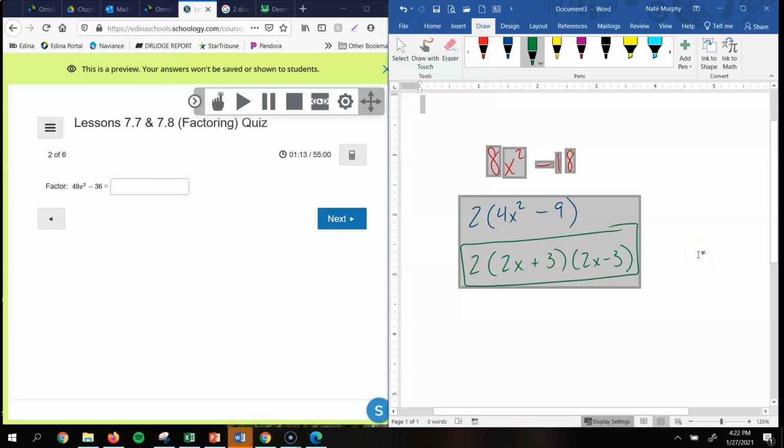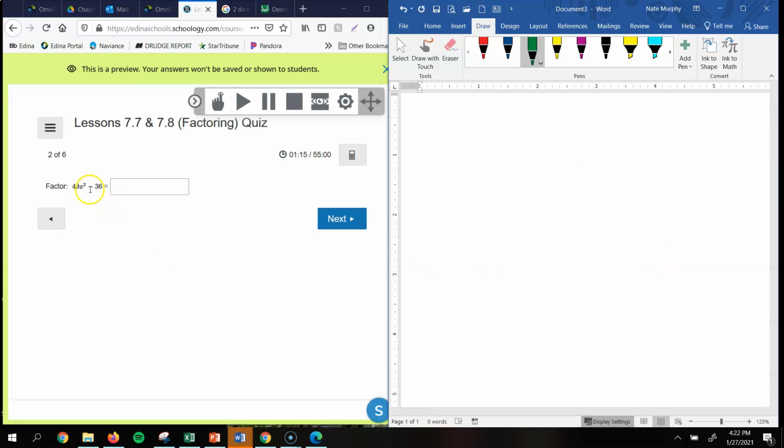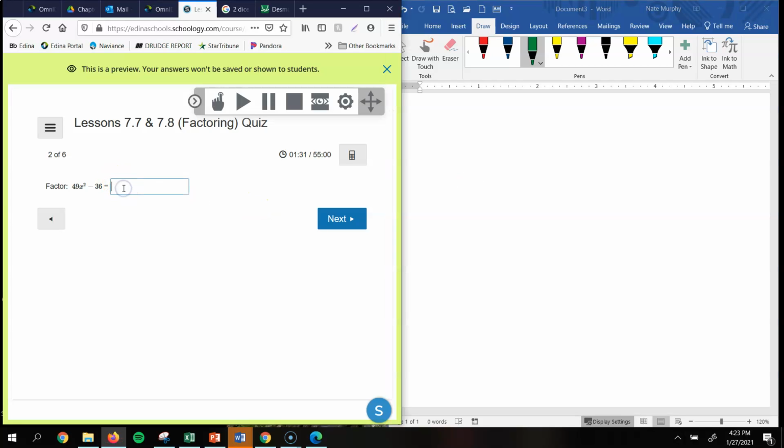All right, let's look at this one. So now this one, we also only have two terms, but there's no number that goes into both 49 and 36 evenly. There's no GCF. But what I do notice is I could take the square root of 49 and get 7, and the square root of 36 is 6. So this is a difference of two squares, so I'll just type this in. No need to write it down. So we would have a 7x plus 6 and 7x minus 6 would be your answer. Or if you switch it around and had 7x minus 6 times 7x plus 6, that would also have been correct.